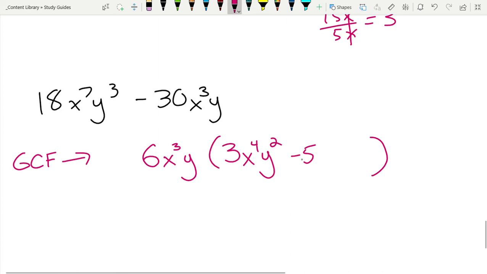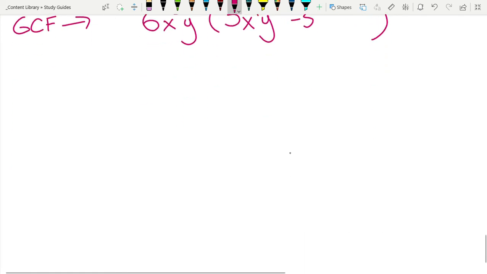Factor by grouping, nope. Difference of squares, diamonds, none of it works. Only GCF worked on that problem. On to number 11, y squared plus 7y plus 6. Start with the GCF. Don't have one. So now we move to factor by grouping.